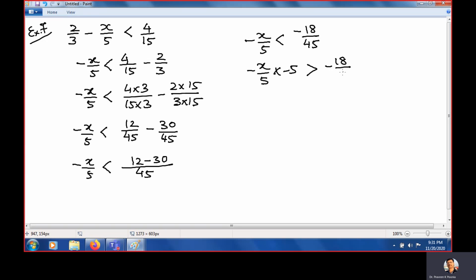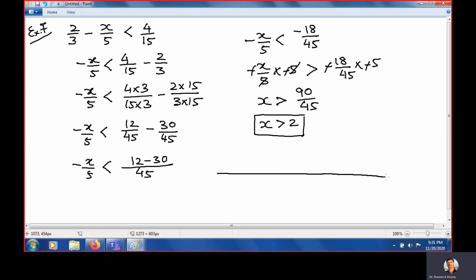So minus 18 by 45 into minus 5. Now this 5, 5 and negative, negative all cancel. So x is greater than 18 times 5, which is 90, upon 45. That means x is greater than 2. If you divide 90 by 45, the answer is 2. So x is greater than 2.